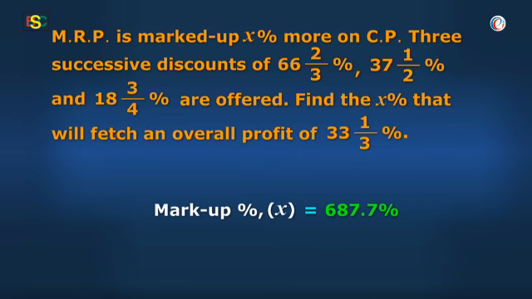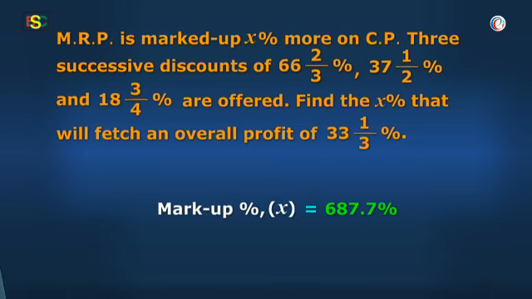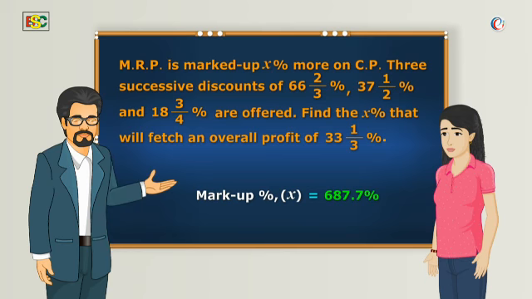That means the shopkeeper has to keep 687.7% of markup margin on cost price so as to earn 33 1/3% profit even after giving 3 successive discounts: 66 2/3%, 37 1/2% and 18 3/4%. Am I right, Baba? Yes, Vidya.